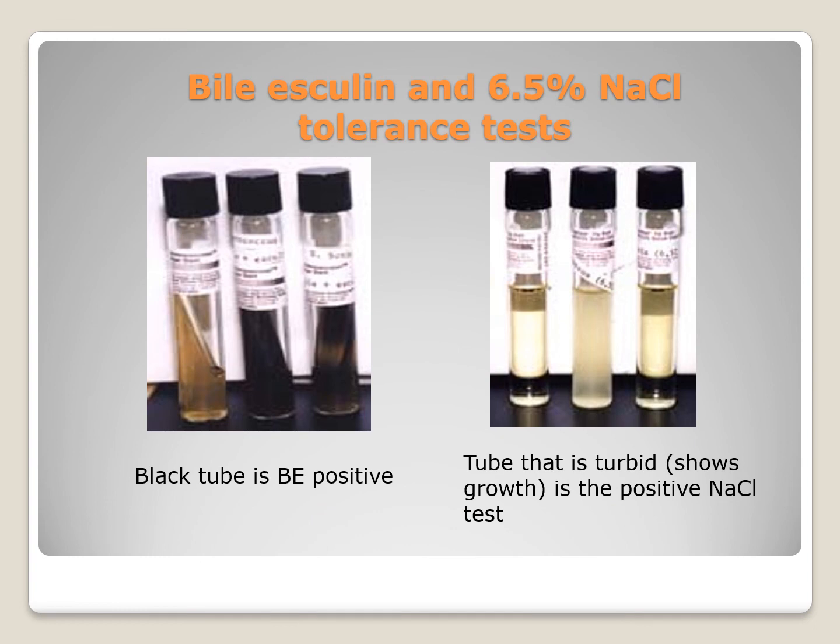So here's some images of bile esculin and salt. You can have bile esculin that are slants, and they start out kind of that olive green color. And as the tube turns black, we can say that our bug is positive for bile esculin. And then if you take a look at the image on the right, those are salt broths, and they are not growing. That means it's negative. And that middle tube is growing, which is a positive tube.